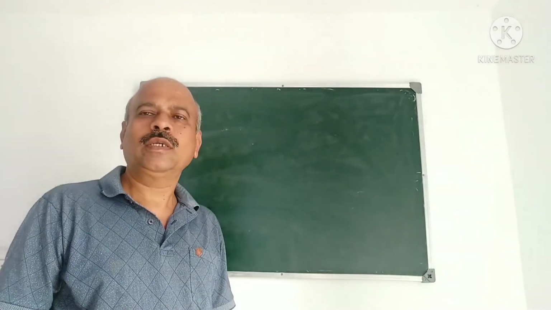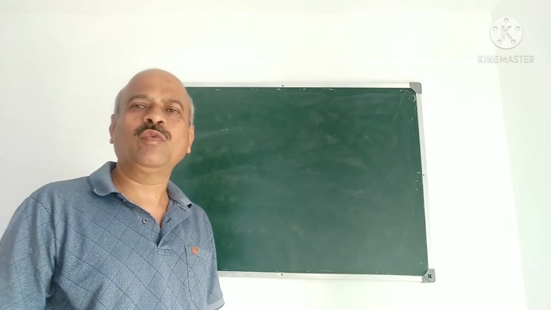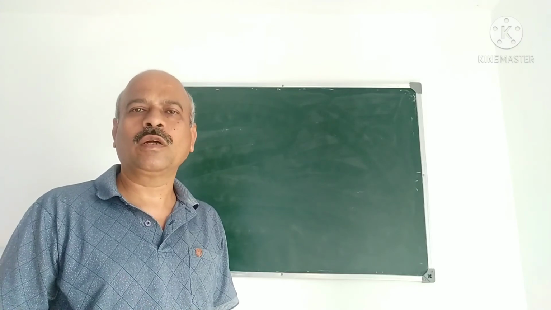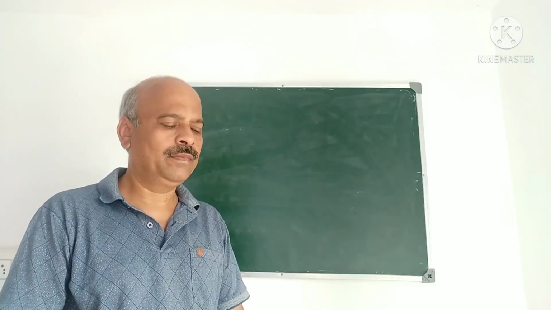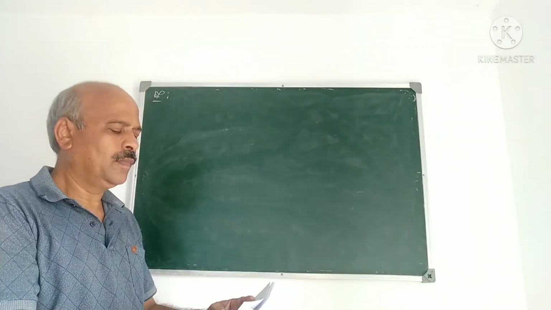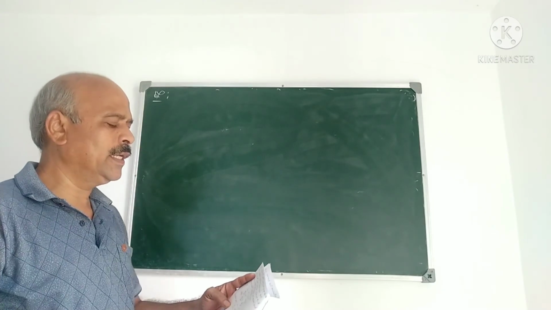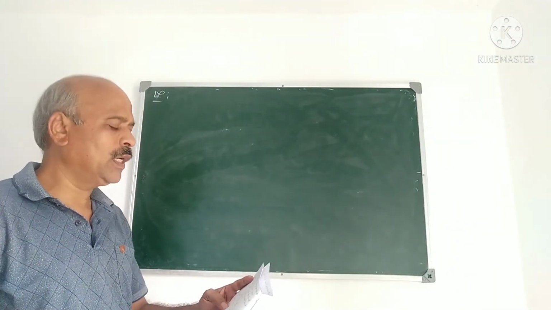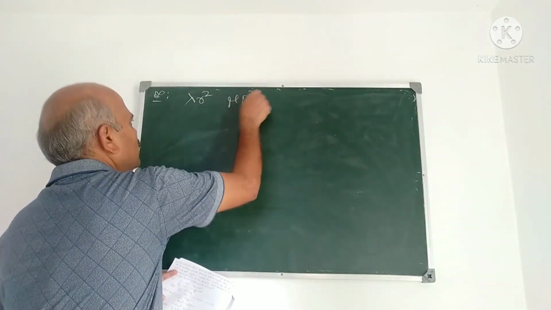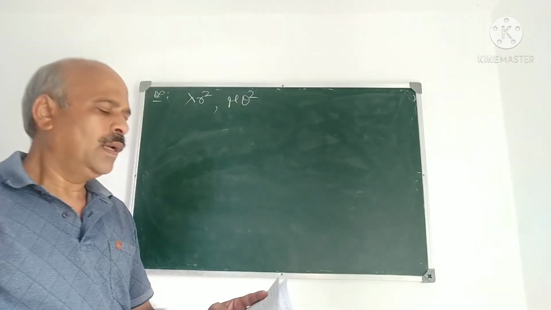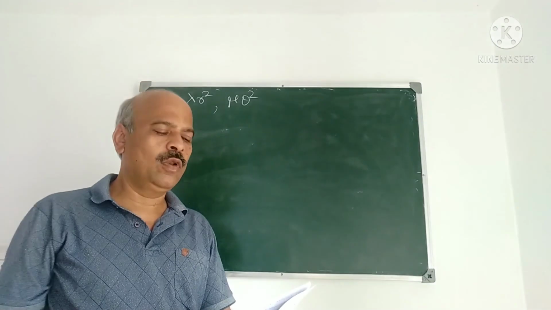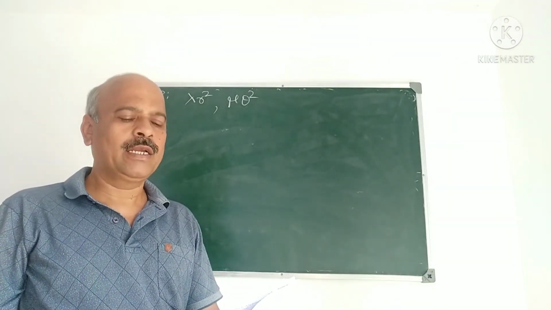The second type of problem: the velocities and accelerations of a moving particle are given and you have to find the equation for the curve. I consider that type of problem now. The problem is like this. The velocities of a particle along and perpendicular to a radius vector from a fixed origin are lambda r square and mu theta square, where lambda and mu are constants. Find the polar equation of the particle.